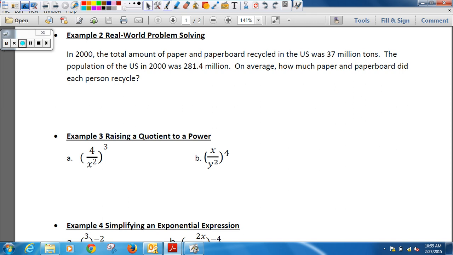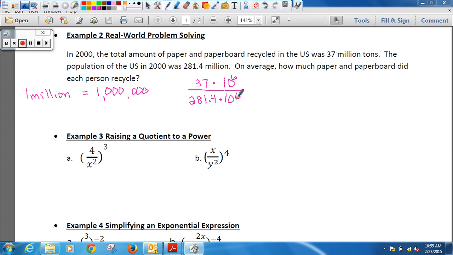Okay, a couple things you have to point out. They're talking about in millions. So 1 million is equal to this. When I write these numbers, the amount recycled was 37 times 10 to the 6, over 281.4 million, so we write it times 10 to the 6. That's how you would write million in terms of scientific notation.